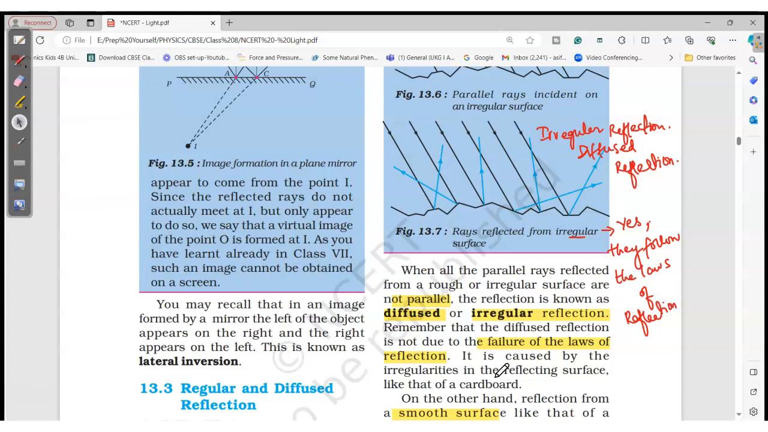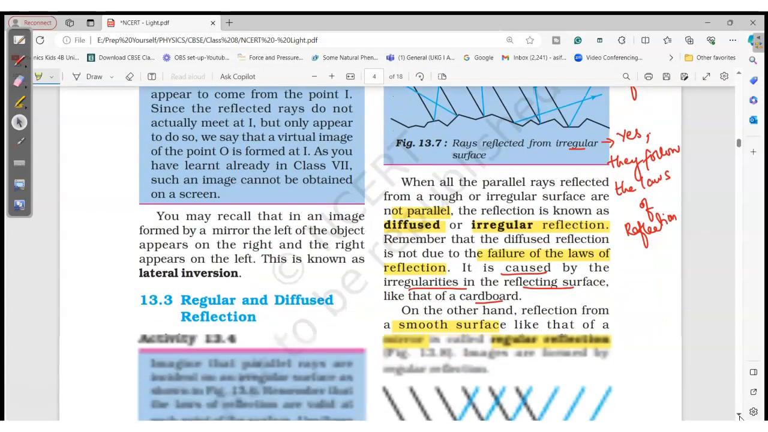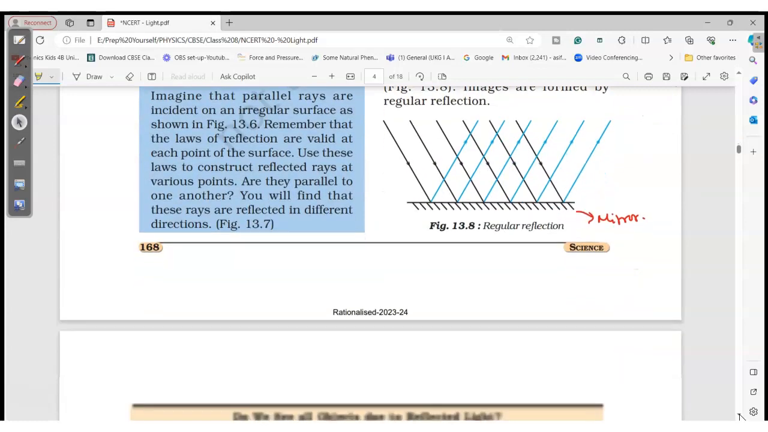The reason is the irregularities. It is caused by the irregularities in the reflecting surface, like a cardboard or a paper, which looks smooth, but it is actually not smooth and has a lot of irregularities. I hope that point is clear. So these are the differences between regular and irregular reflection.